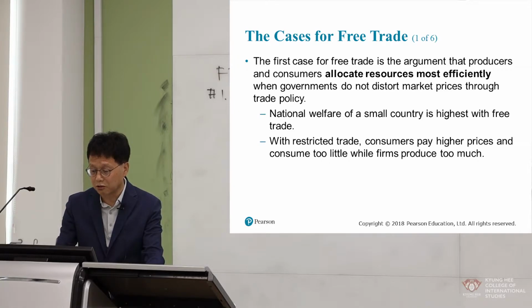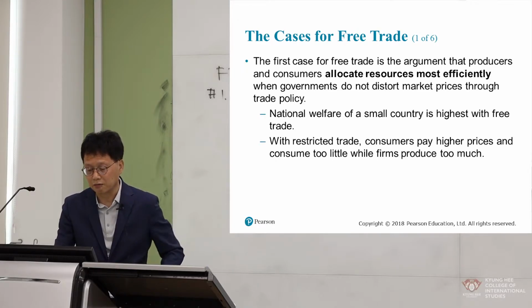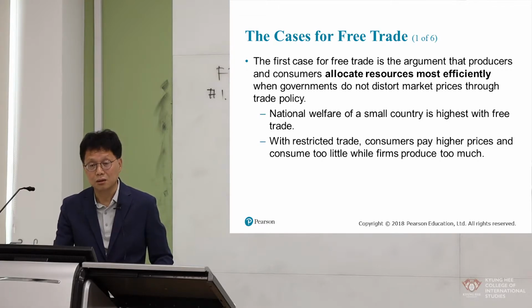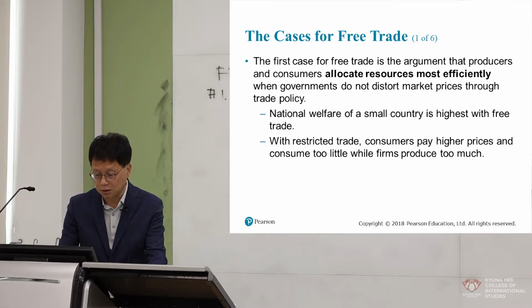National welfare of a small country is highest with free trade. With restricted trade, consumers pay higher prices and consume too little. Why? Firms produce too much. We already studied this in chapter 9, for example the tariff case. Then what happened? Consumer surplus decreases. After imposition of a tariff, the domestic price increases, so consumers pay a higher price, and inefficient firms produce too much. That is reason number 1.